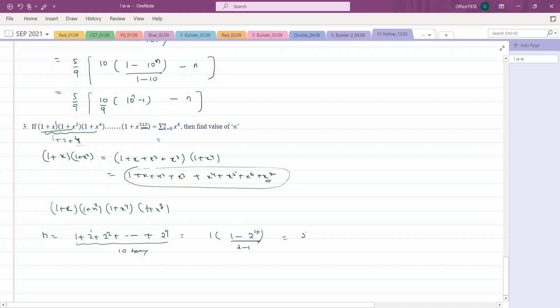So 2 raised to 10 upon 2 minus 1. Or you can write 2 to the power 10 minus 1. That's it. 2 to the power 10 minus 1, so 1023. Understood? So the highest degree will be 1023. And mark that when it is up to 4, it is 4 into 2 minus 1. Next term, if you multiply with 1 plus x to the power 8, then the sum of powers will be 15. 15 is 2 into 8 minus 1. So when it is up to 512, then the answer will be 512 into 2 minus 1, 1023.